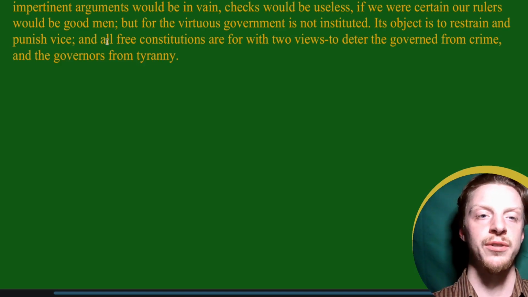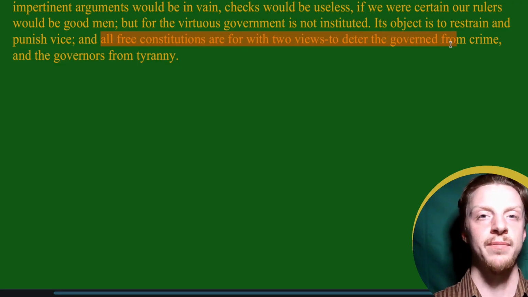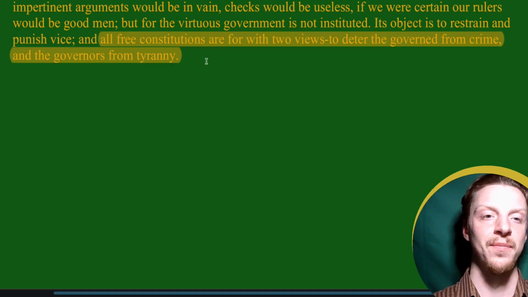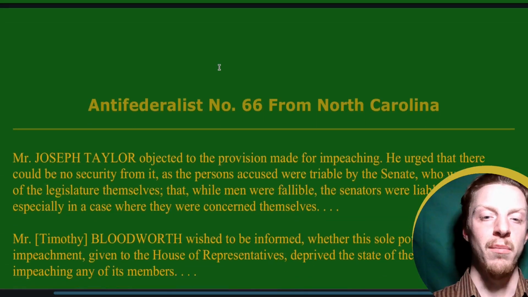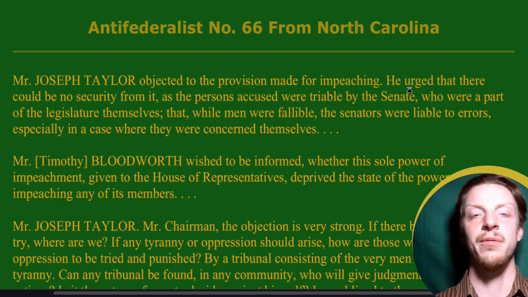And all free constitutions are formed with two views: to deter the governed from crime, to deter the citizens from committing crime, so violating the rights of other citizens, and the governors from tyranny, to prevent both sides of a body politic from invading upon the rights of others. So brilliantly put.